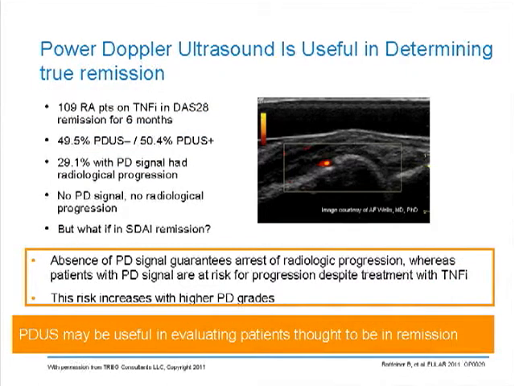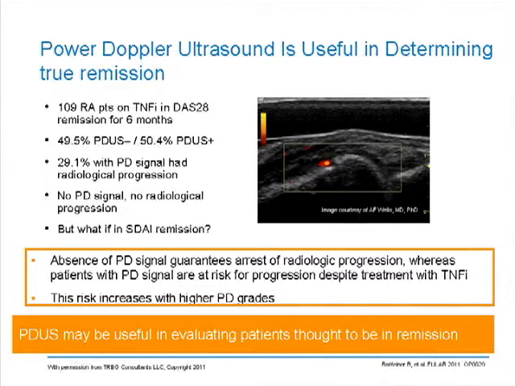Power Doppler ultrasound can be very useful in determining true remission. So this is a study that looked at 109 patients with RA, treated with a TNF inhibitor, who were in DAS28 remission for 6 months. Half of these patients had a power Doppler ultrasound which was normal, and half had a positive power Doppler ultrasound showing inflammation. Of the patients who had a signal, therefore indicating inflammation, 30% of these had radiologic progression. Of the patients who had no power Doppler signal, there was no radiologic progression.